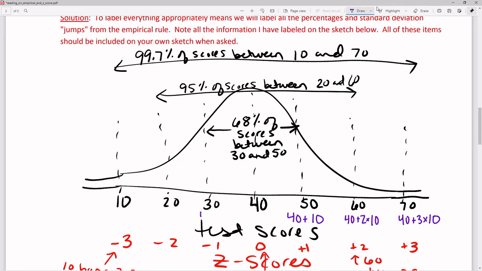How do I get this one? Start at the middle. Take away 1 standard deviation. Start in the middle. Take away 2 standard deviations. Start in the middle. Take away 3 standard deviations.